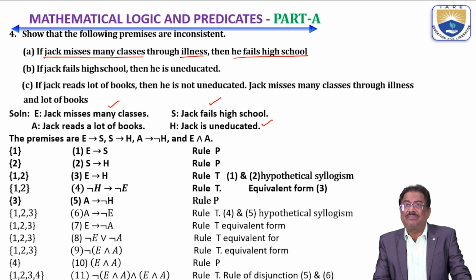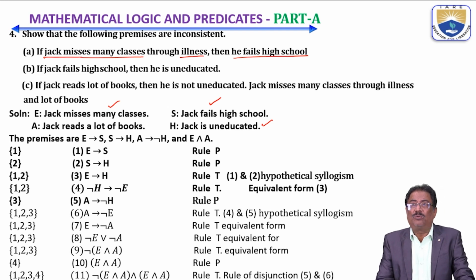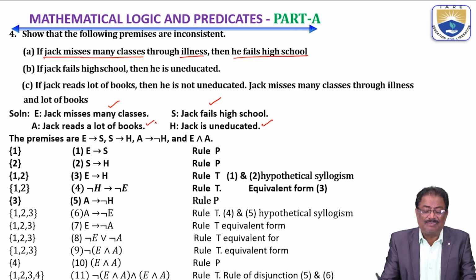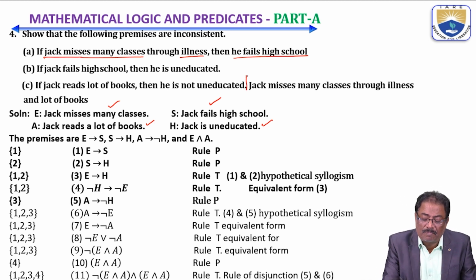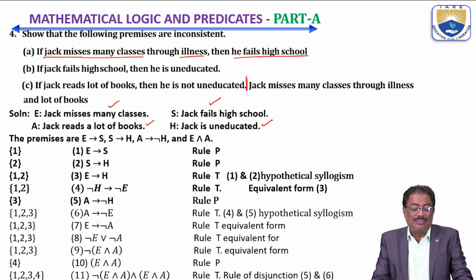Then Jack misses many classes through illness, and that is also there, and reads a lot of books. So that we have to consider as another premise. So that is A. So up to here 1, 3, and Jack misses many classes through illness, and reads a lot of books, is also going to be considered.